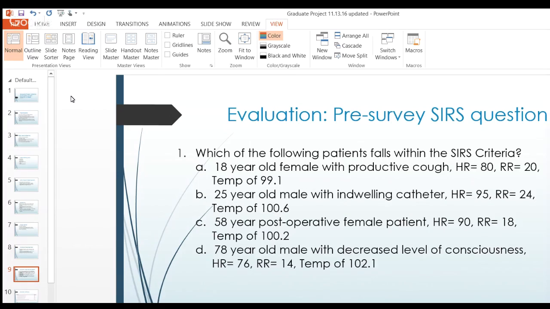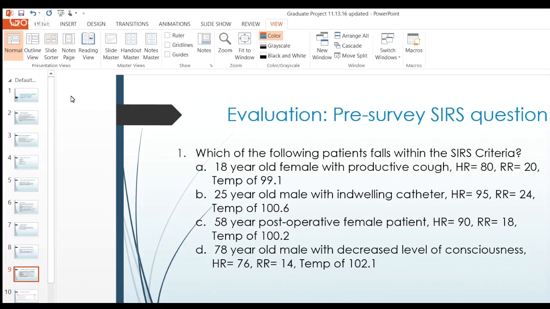When we look at the evaluation, starting with the pre-survey, this is a pre-survey and a post-survey question. This is one of the questions that focus on whether these learners, prior to the simulation, can identify what SIRS is. In this particular example, you see we have an 18, 25, 58, and 70-year-old with various conditions going on, but we're really looking at their vital signs to see if the learners could identify who actually met the SIRS criteria. In this example, it is B, the 25-year-old male with the indwelling catheter, heart rate of 95, respirations of 24, and temp of 100.6, who meets the criteria.